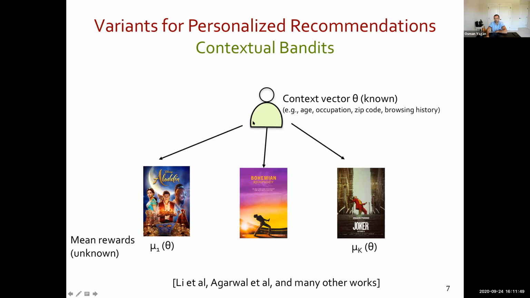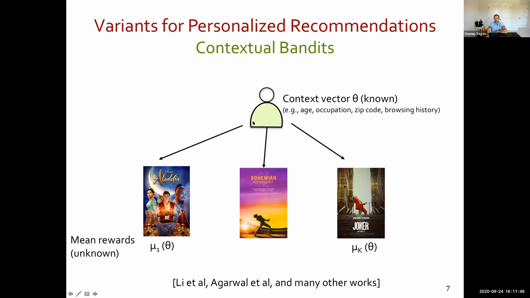So this is called the context in this setting. Maybe you know their age, their occupation, their zip code, browsing history, depending on how much data these systems are collecting. And the idea in the contextual bandit is that before making a recommendation to a user, you first see their context, and then choose one of these actions, or show them one of these movies or one of these advertisements, basically.